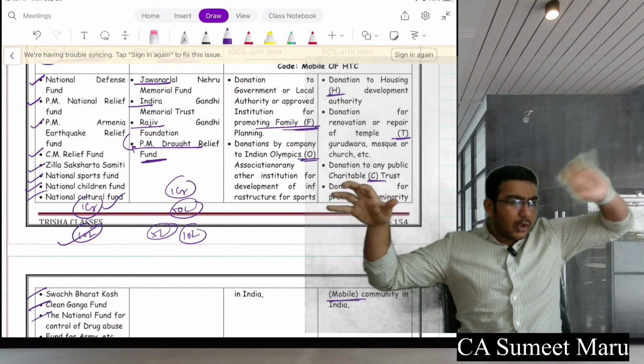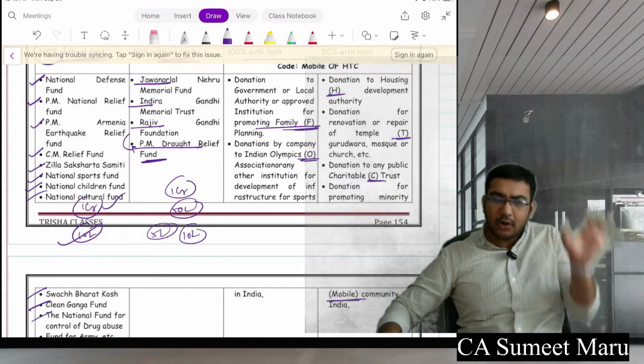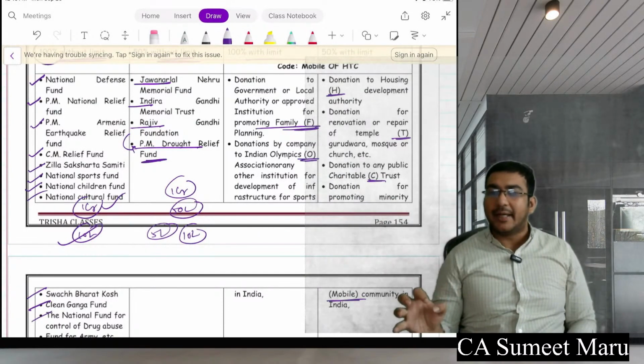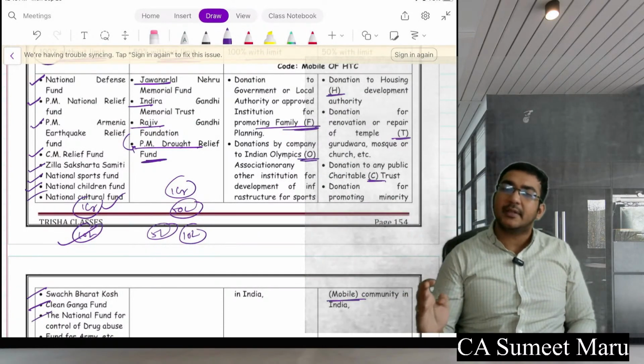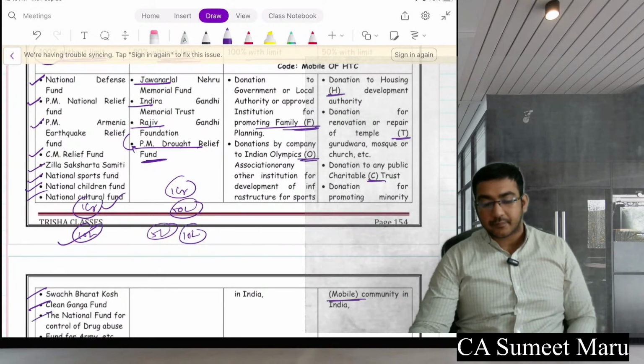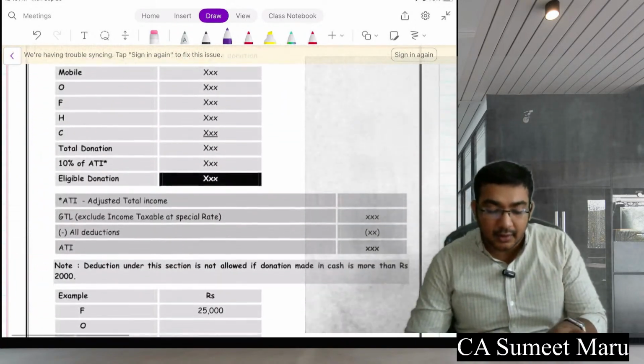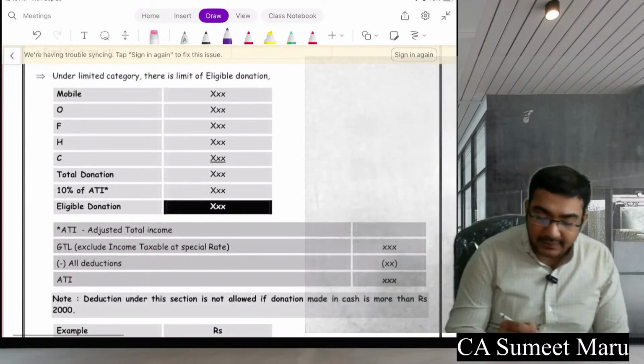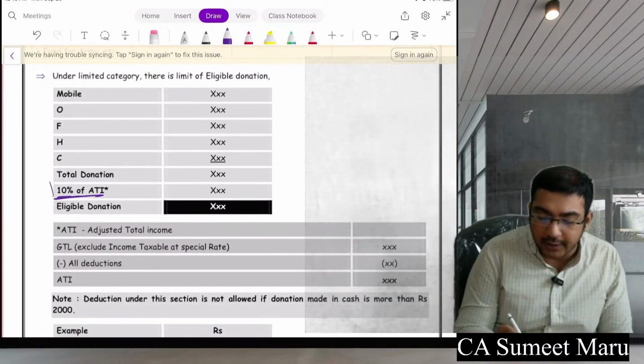So please remember, donation category first, limited, unlimited. In unlimited, no tension, whatever you pay, you get 100% and 50%. In limited, first you see how much is 100% and how much is the 50%, and then we'll see how you are going to do it. So what is the limit? So limit is the 10% of adjusted total income.